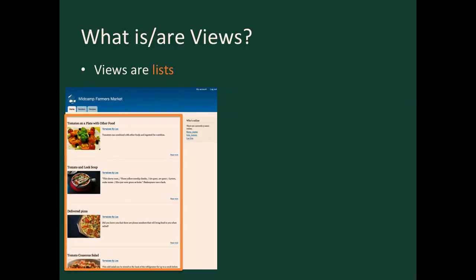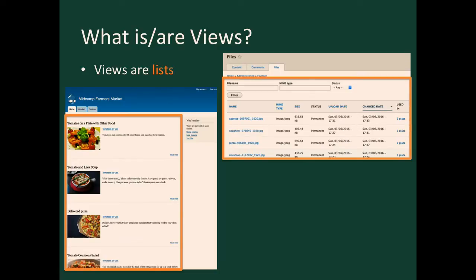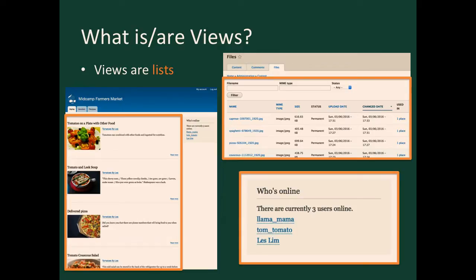The default front page in Drupal is a view. So this is a little default site that I cooked up that we'll explore more a little later on. This is the administrative list of files in Drupal as well. The administrative list of files, of content, of users, all of those are views. The Who's Online block, which comes out of Drupal core, that's also a view. It's a view of users.